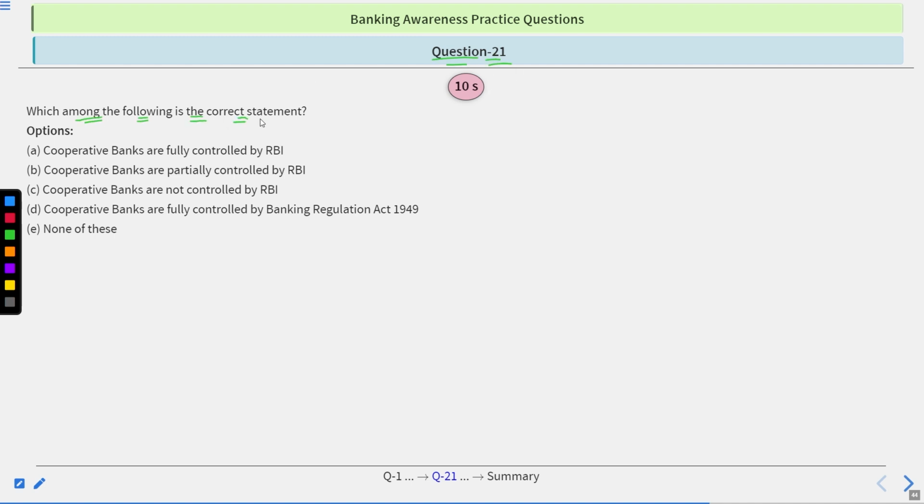Question number 21. Which among the following is the correct statement? Cooperative banks fully controlled by RBI, cooperative banks partially controlled by RBI, cooperative banks not controlled by RBI, cooperative banks fully controlled by the Banking Regulation Act 1949. None of these. 10 seconds you have to answer. Time starts now.